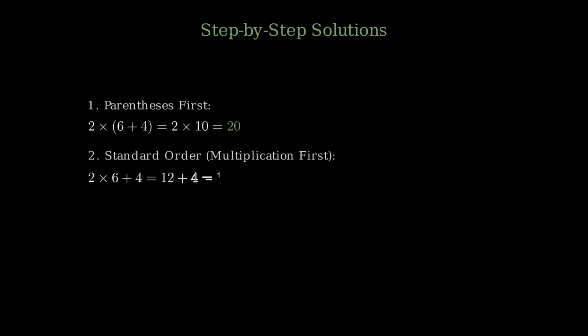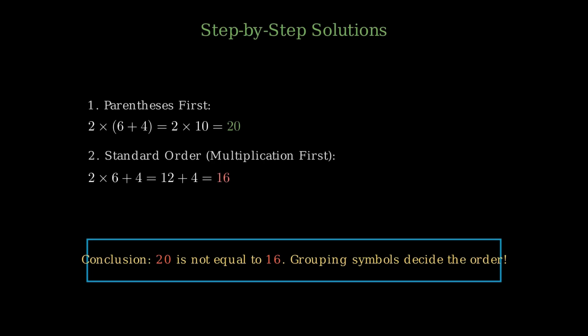For question 1, the parentheses tell us to add 6 and 4 first, which gives us 10. Then, multiplying 2 by 10 gives 20. For question 2, there are no parentheses, so we follow the standard order of operations and multiply 2 by 6 first to get 12. Adding 4 gives us 16. As you can see, parentheses change the order, and the order matters.